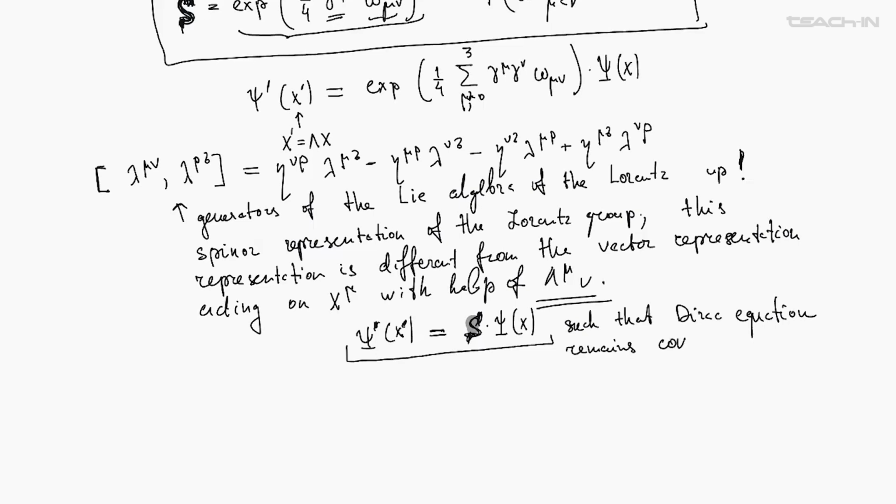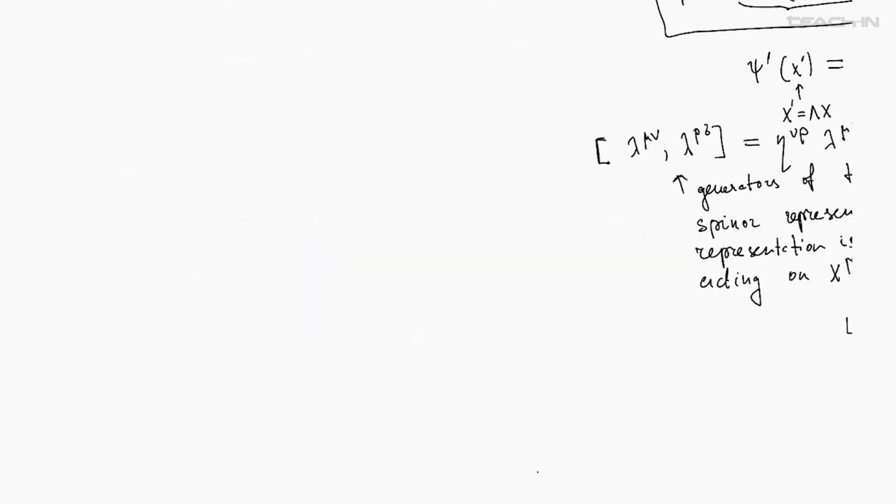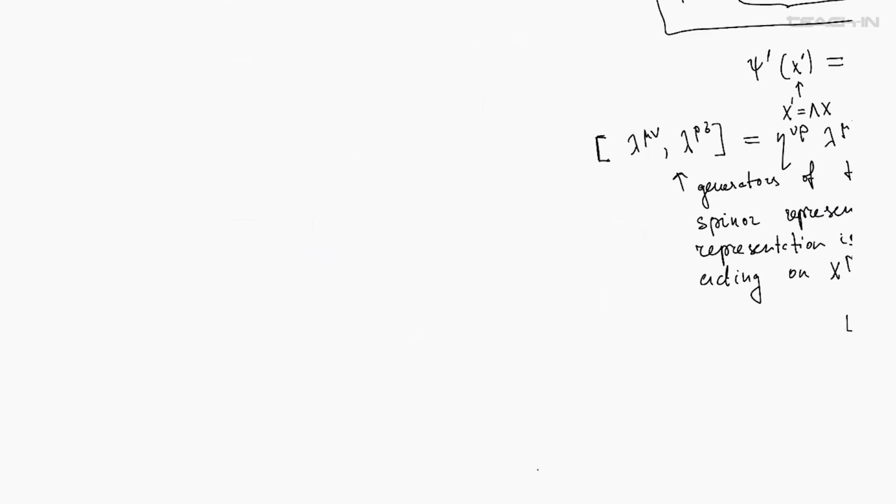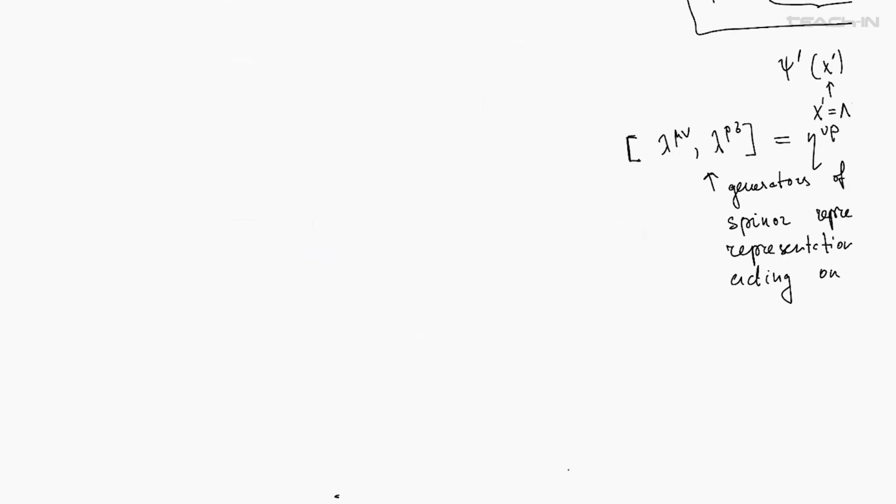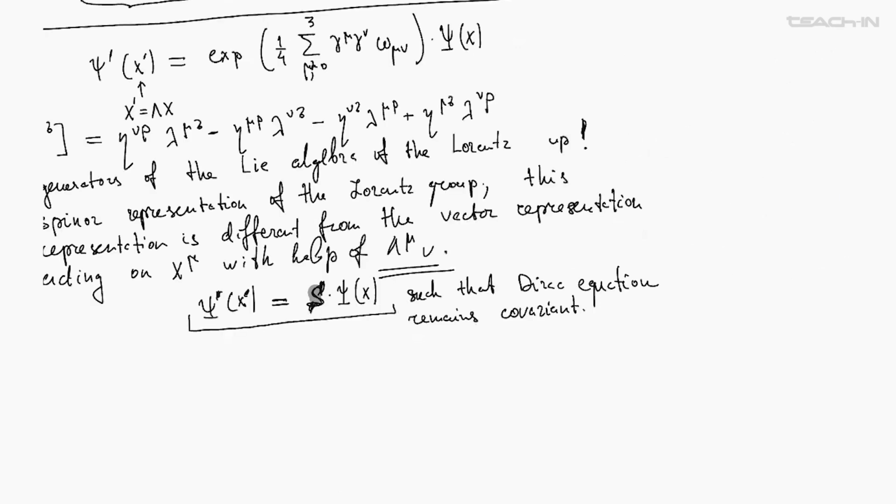Okay, so matrix S or matrix lambda does not enter the Dirac equation itself. The Dirac equation is an equation which we have seen last time. This is the equation (i gamma mu d mu minus m) psi of x is equal to 0. This is our Dirac equation.